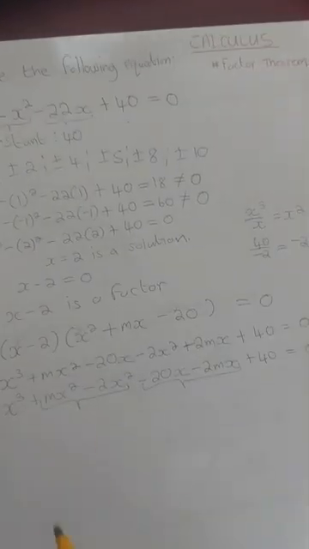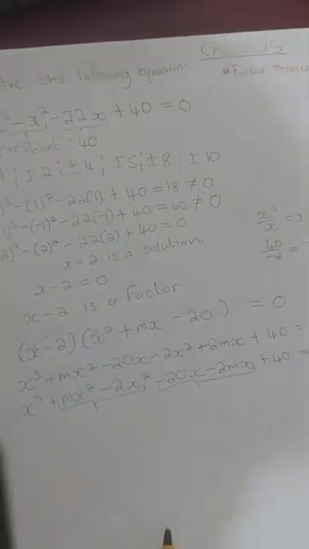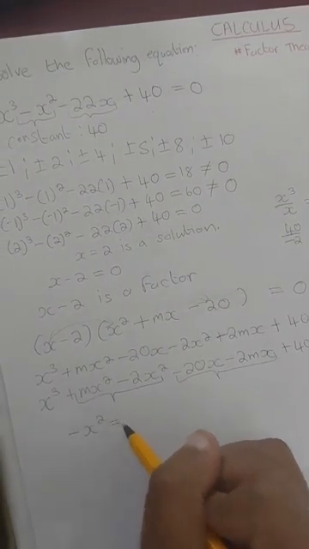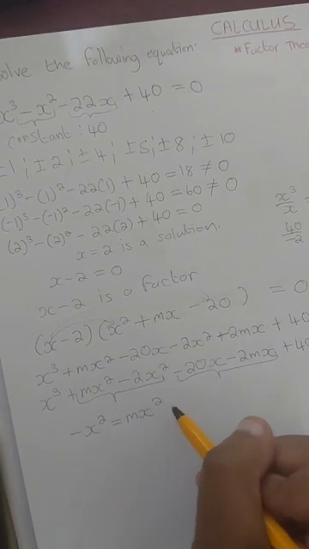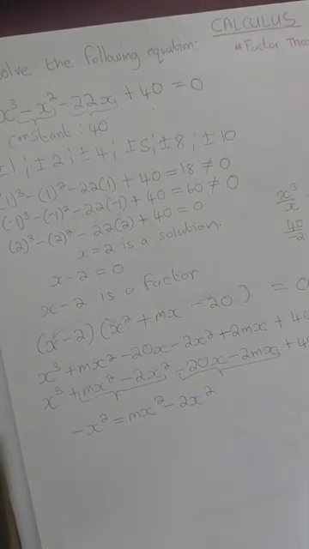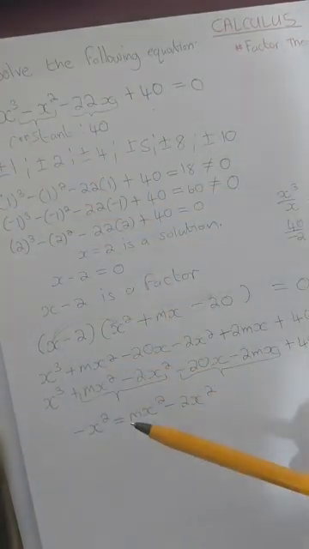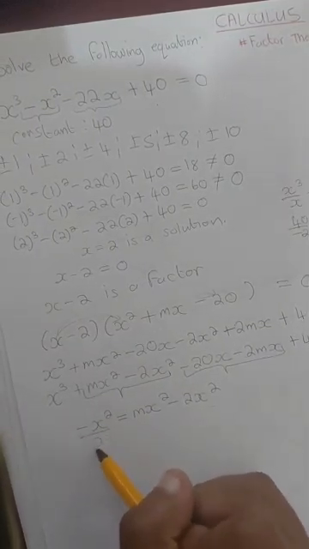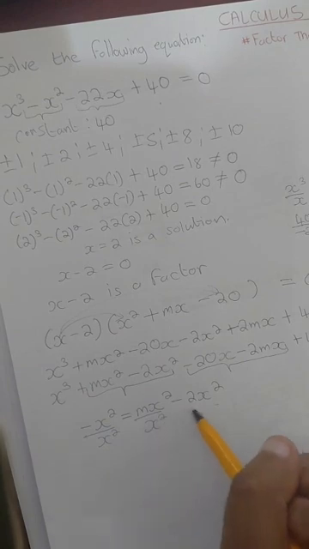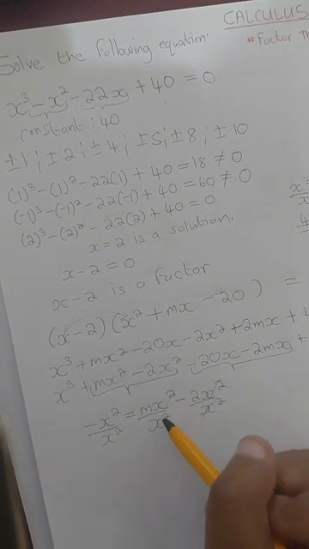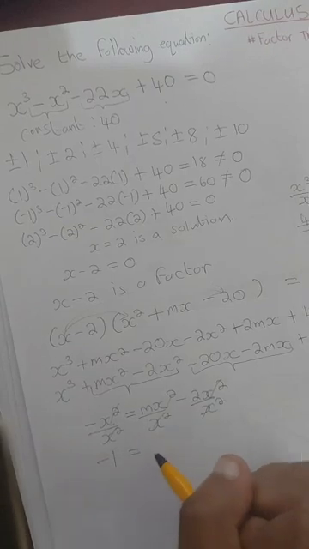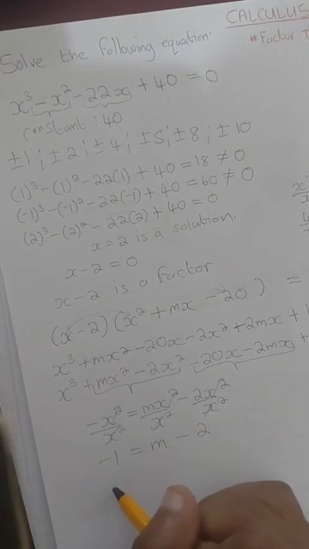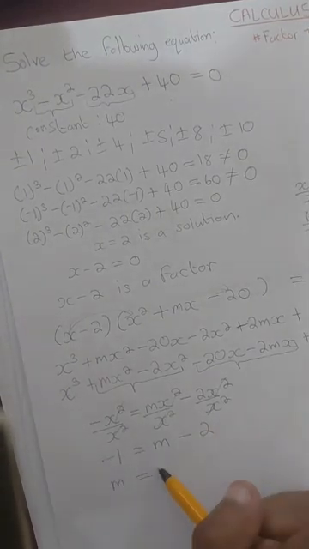So if I equate this term to that term, I can solve for m. I'm going to say minus x squared is equal to mx squared minus 2x squared. I'm simply equating this term and that term. The common term here is x squared, so I can divide by x squared throughout the equation and cancel it. This gives minus 1, m, and minus 2. If I solve for m, I get m equals negative 1 plus 2.